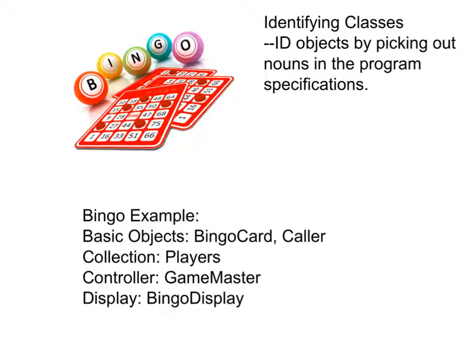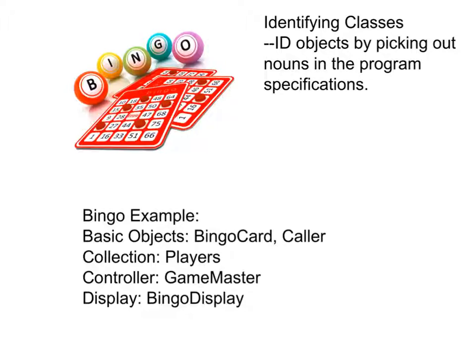We're going to have a collection of players. The controller will be the game master, so how the game is going. And then the display, of course, will be the different bingo cards and the balls. I would argue that the balls that the bingo is running from could also be considered objects, but I think that's a result of the controller, which is the game master who is controlling what is happening during the game.